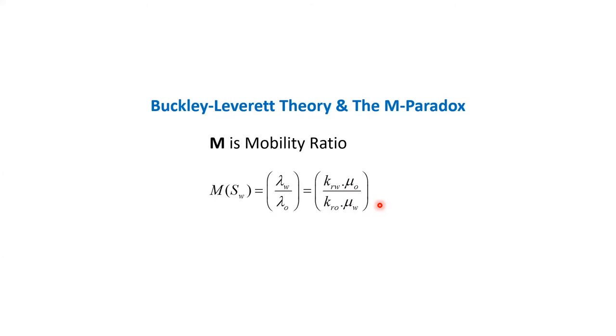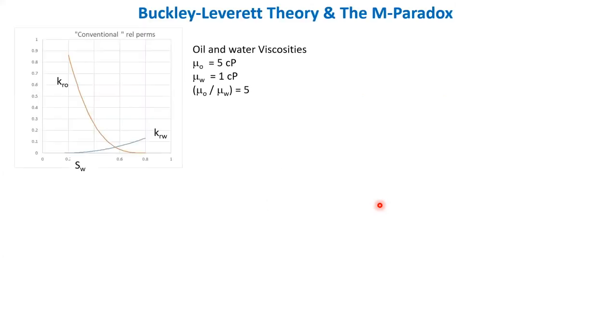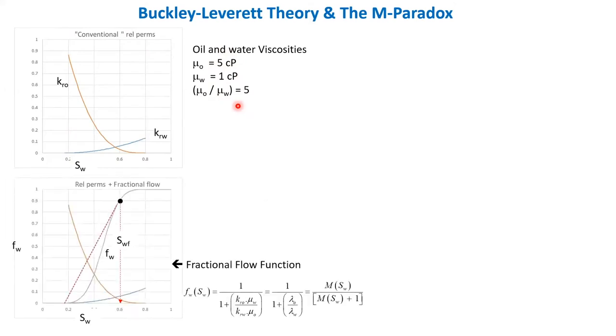Now, having said that, let's just do a little bit of very simple theory. These are quantitative. Here's a set of conventional relative permeabilities, an oil viscosity of 5, a water viscosity of 1. So the viscosity ratio is clearly about 5 centipoise to 1 centipoise. And we do Buckley-Leverett theory, and we find the fractional flow front height. I'm sure you've all done this in your exercises.